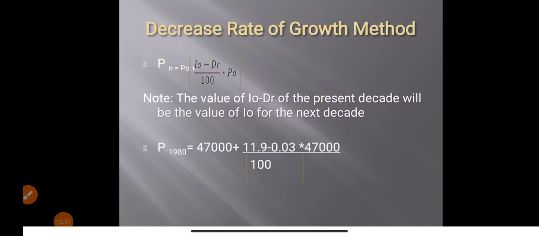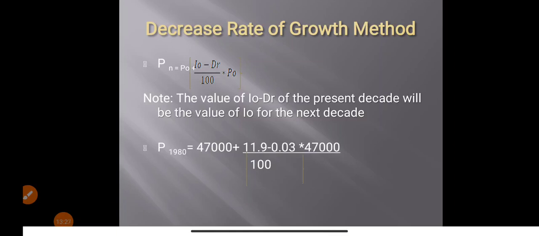And here I have given one note. The value of I naught minus dr of the present decade will be the value of I naught for the next decade. Look here. We have to find out the estimated population in 2000. So first, let me do the calculation for the population in 1980. 47,000.